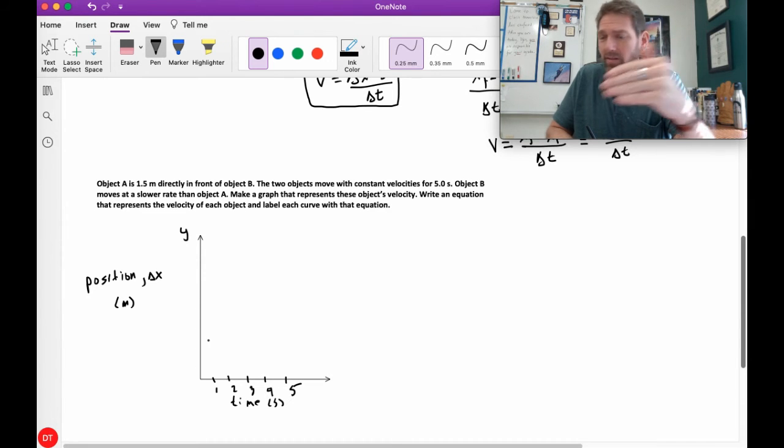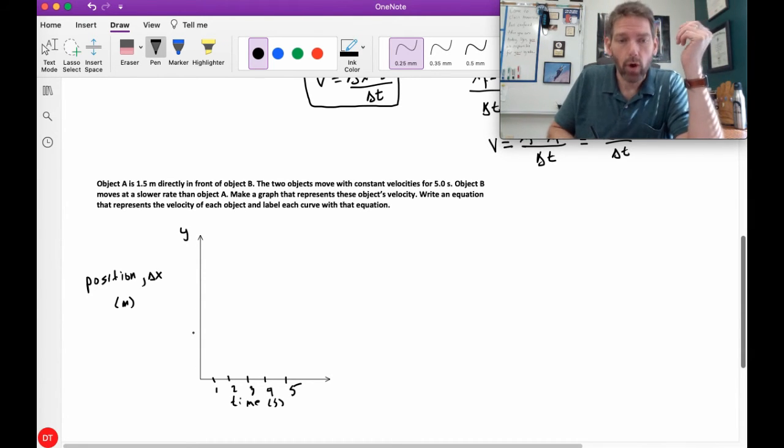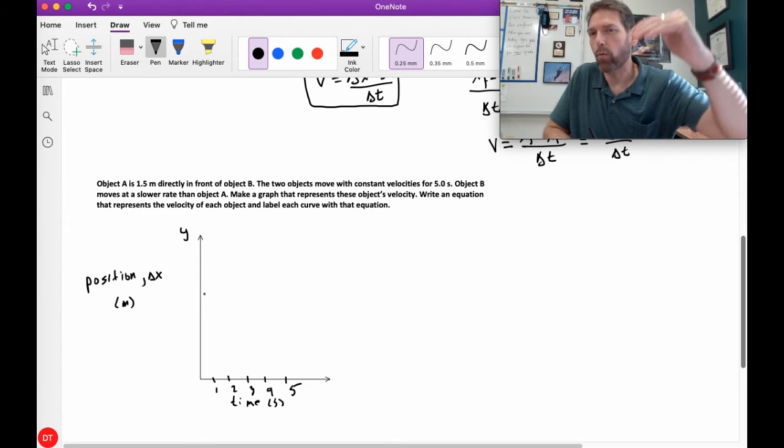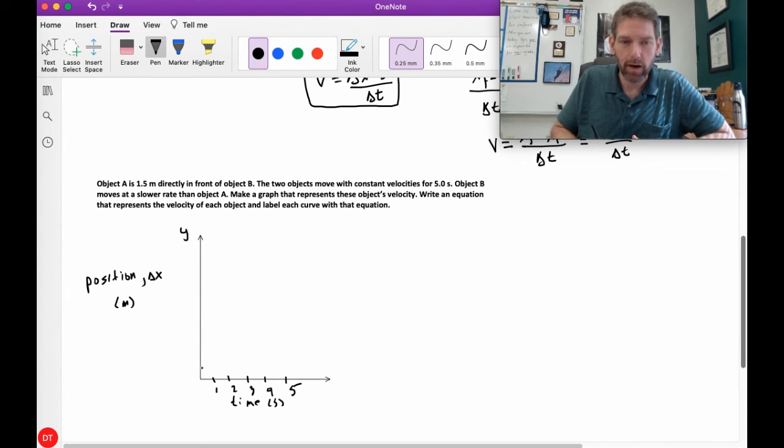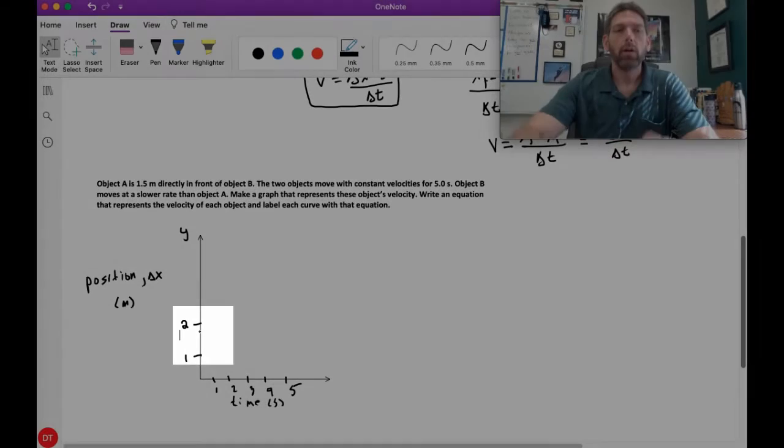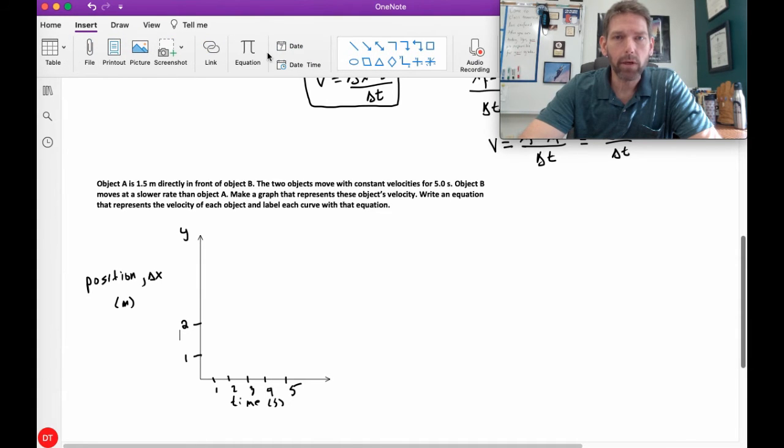So wherever B is, it doesn't matter. We could start B here, or we could start it here, but wherever we start it, A would have to be 1.5 meters in front of that, which means the point for A has to be higher. So let's just make it easy on ourselves. If we call this 1 and we call this 2, then we're saying this is 0, and we're saying that 1.5 is right here.